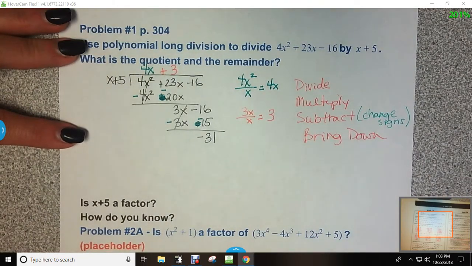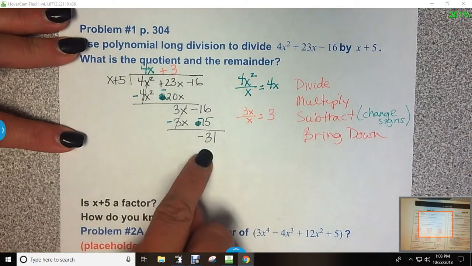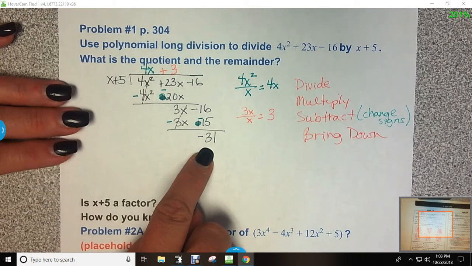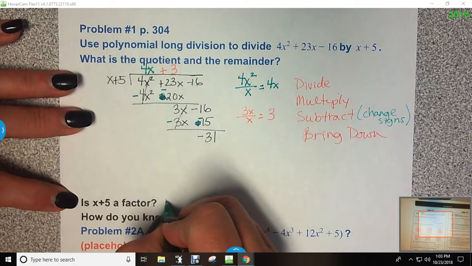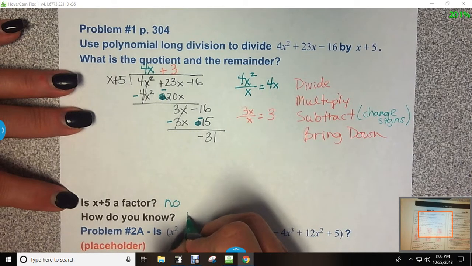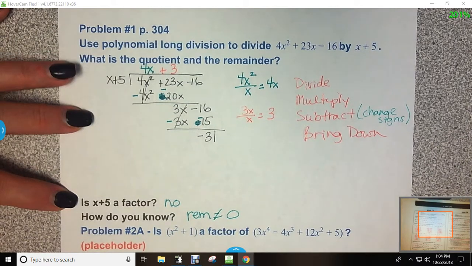Okay. So once you've got your problem worked here, following these steps, remainder of negative 31, let's read the questions and answer what they actually wanted to know. Is x plus 5 a factor? No. How do you know? That's because it has a remainder that doesn't equal 0. Yeah, because my remainder does not equal 0.